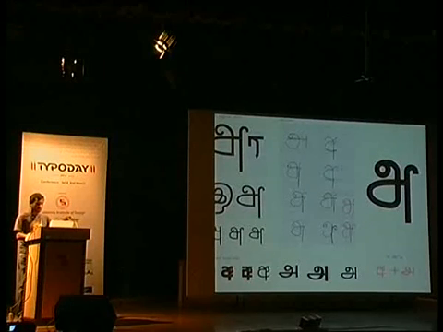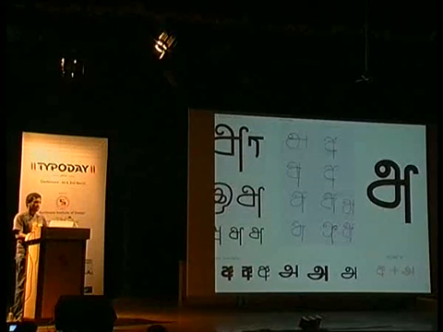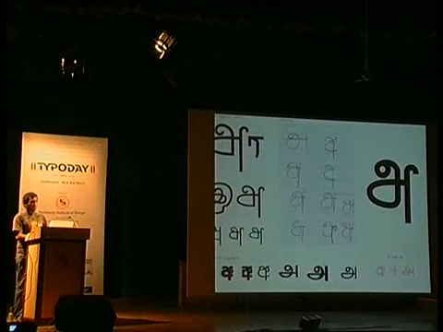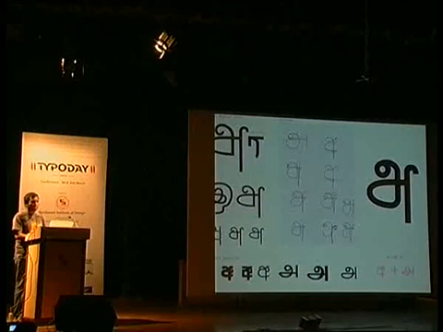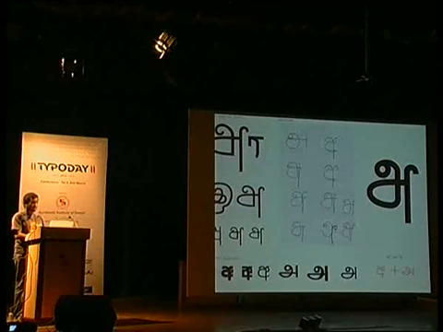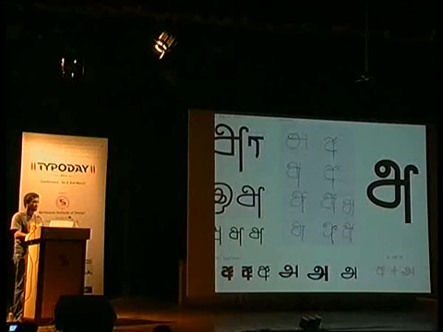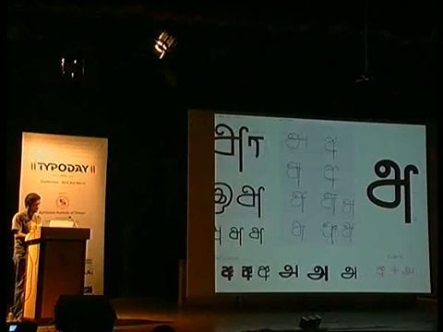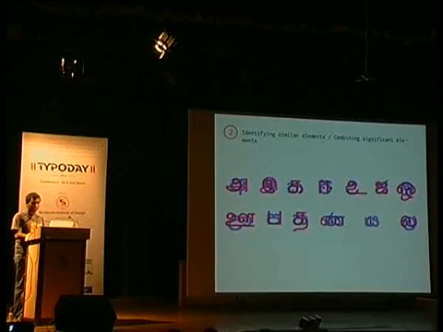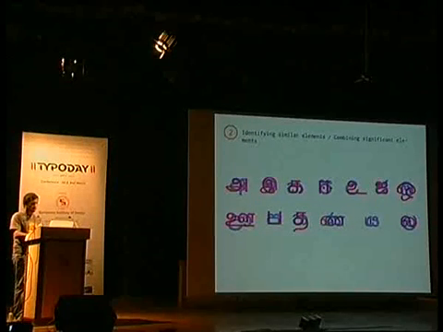I looked at different typefaces, developed sketches, and went to people asking. The testing was not methodical, or it was not a systematic research given the time I had, but I asked people. I posted on Facebook, asked my Tamil friends, and went around the neighborhood showing people letters. That's basically my research method. The second one is identifying similar elements and combining significant elements. Similar elements and significant elements are two things, I'll explain.